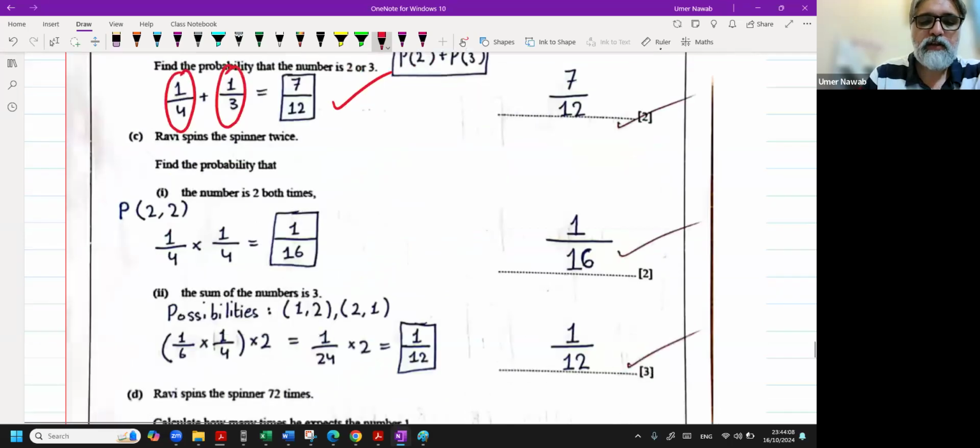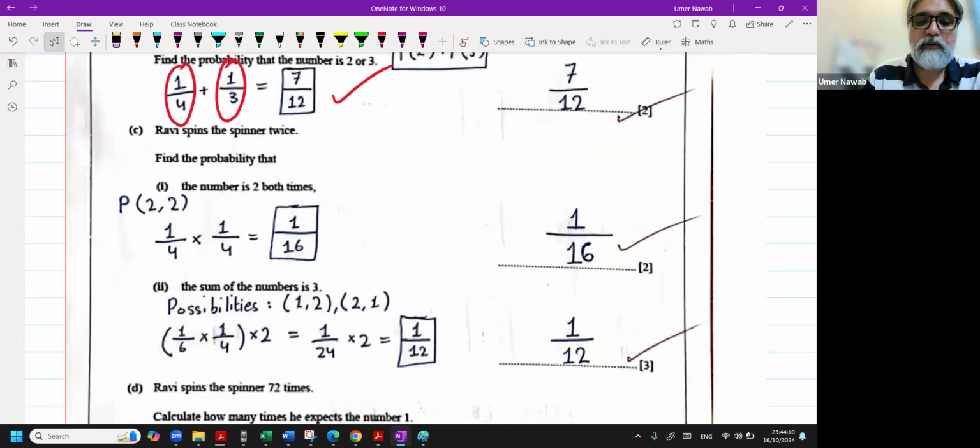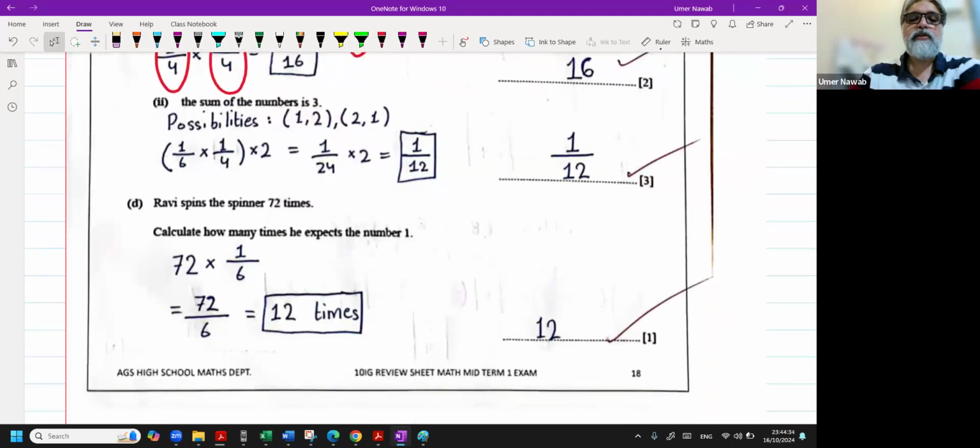Ravi spins the spinner twice. Find the probability that the number is 2 both times. So the probability of getting 2 is 1 over 4. Again, in the next stage, he's getting 2, so 1 over 4. When we do the experiment in stages, we need to multiply the corresponding probabilities. So first time 1 over 4, second time 1 over 4, 1 over 4 times 1 over 4 is 1 over 16.